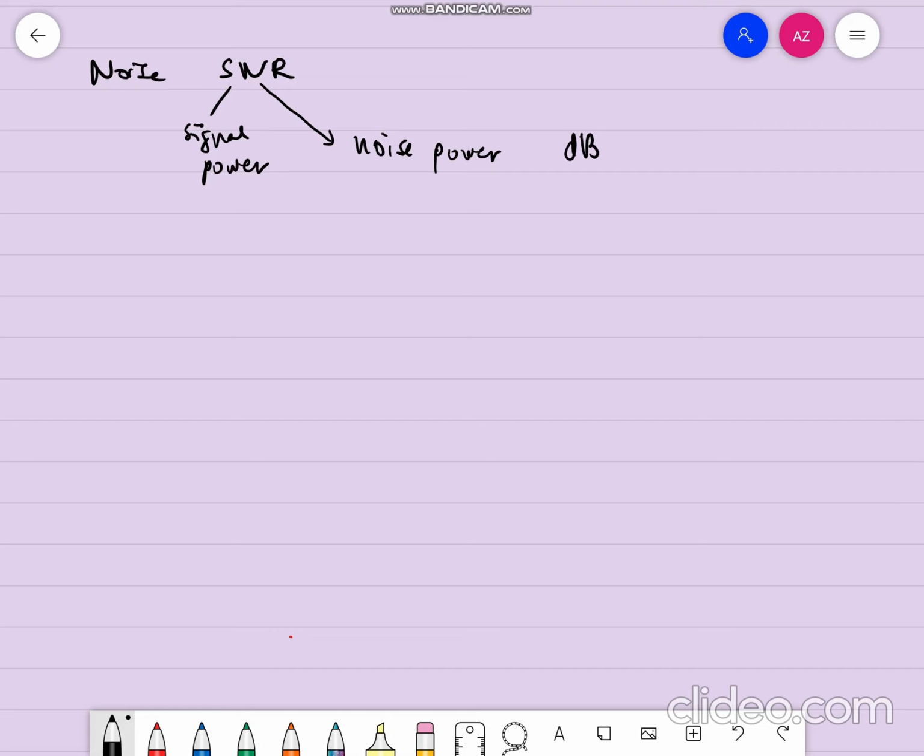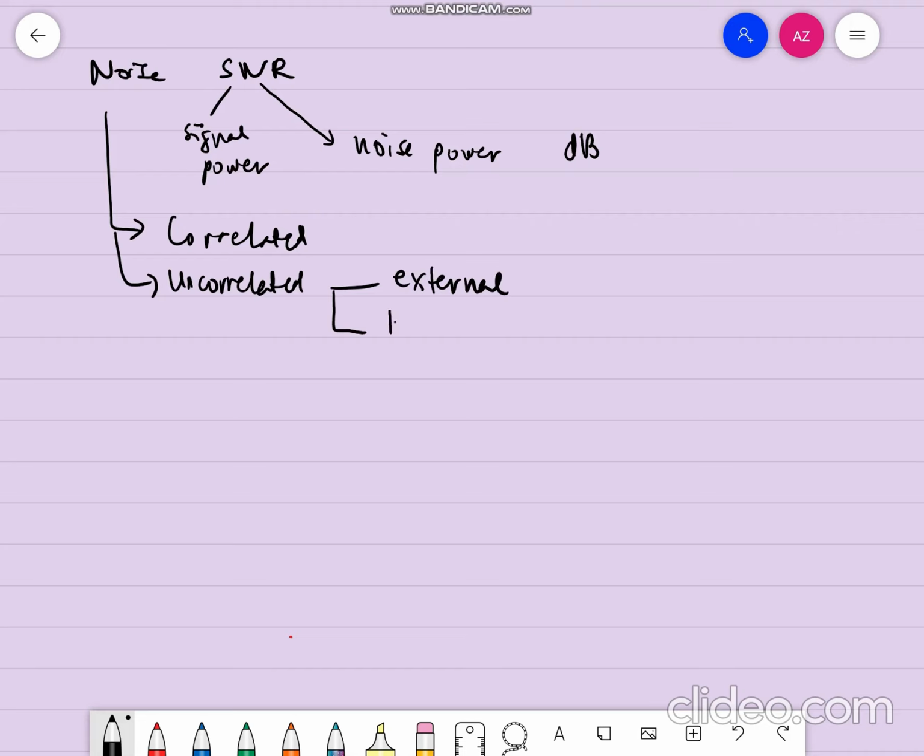Noise can be divided into two categories: correlated and uncorrelated. The uncorrelated noise is further divided into two, which are external and internal noise. The correlation basically implies the relationship between the signal and the noise. Correlated noise will exist only when the signal exists.